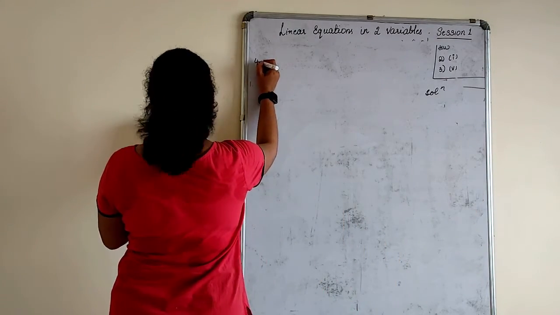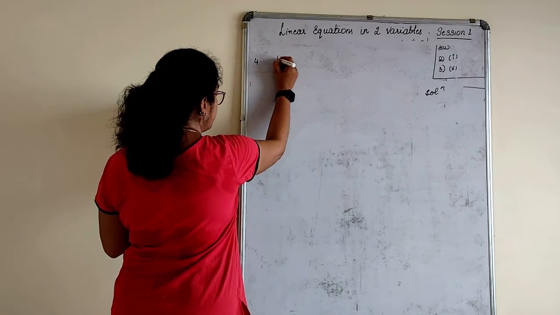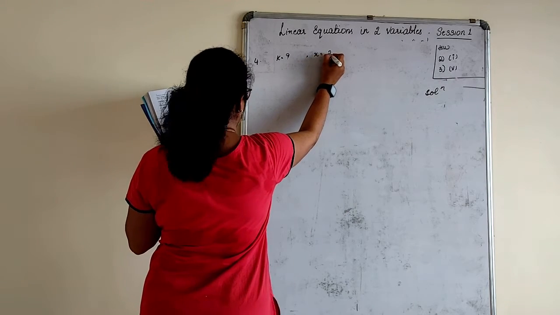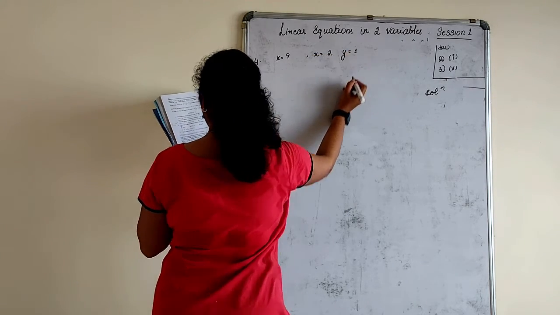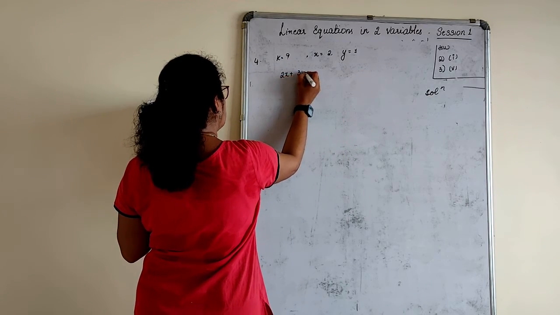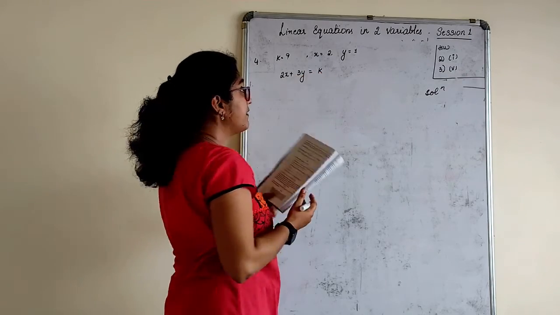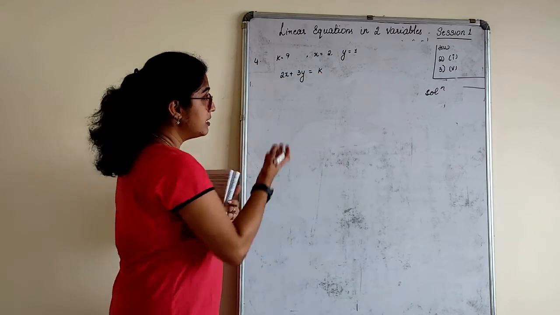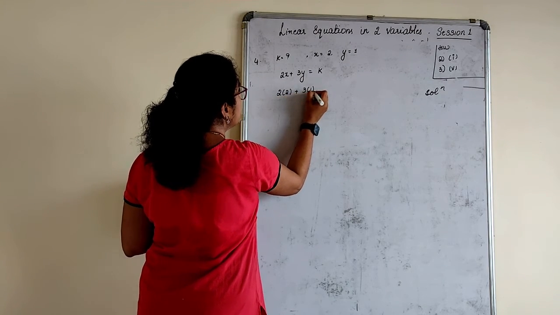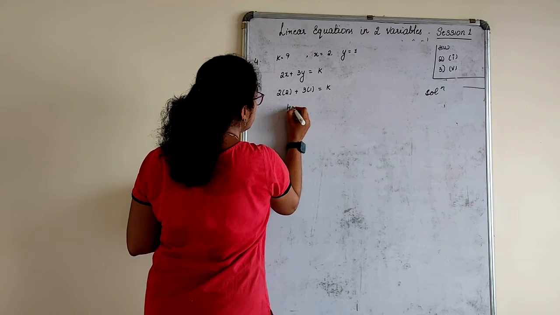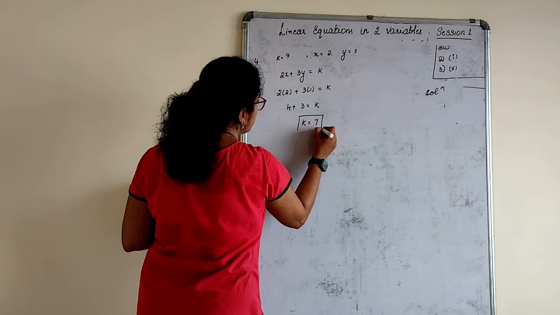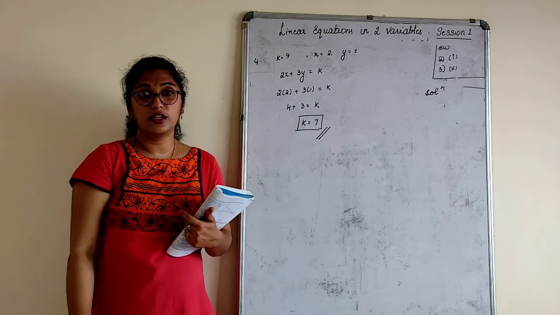And the last one, find the value of k if x is equal to 2 and y is equal to 1 is the solution of the given equation. What do you mean it is a solution of the given equation? It will satisfy the given equation, LHS is equal to RHS. So we can find the value of k. 2 into 2 plus 3 into 1 is equal to k. 4 plus 3 is equal to k. k is equal to 7.